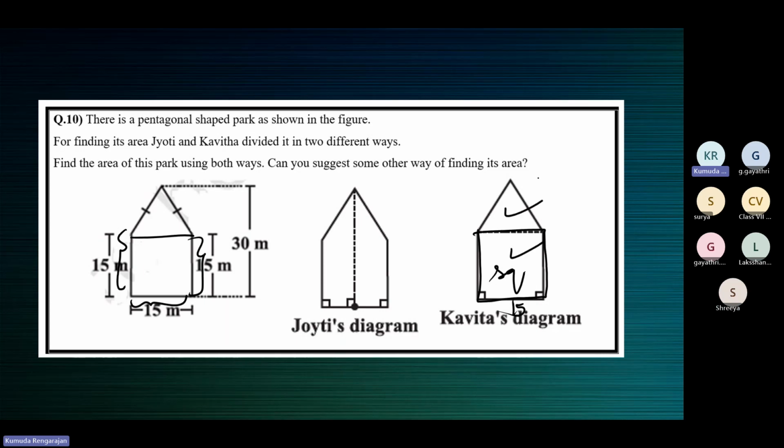This one is half base into height. Add both, and you'll get the area of the figure. When you add this area and this area, you will get the area of this figure. Both of them will give the same answer. Now, there's no time to discuss this. You think about this. Is there a different way of finding its area? We'll see it in the next class.